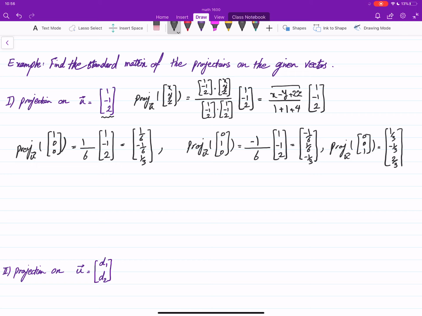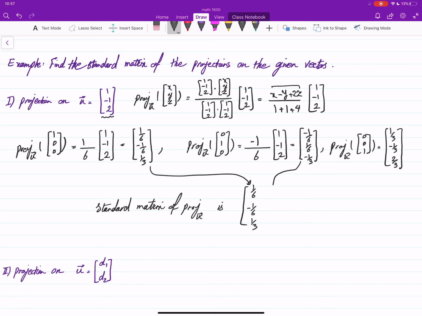Then when you have these, the standard matrix of the projection over u is, what do we do? Put this one in the first column, 1 over 6, negative 1 over 6, 1 over 3. This one in the second column, negative 1 over 6, 1 over 6, and negative 1 over 3. And the third column goes there, 1 over 3, negative 1 over 3, 2 over 3, and that's it. That's what we wanted to find.